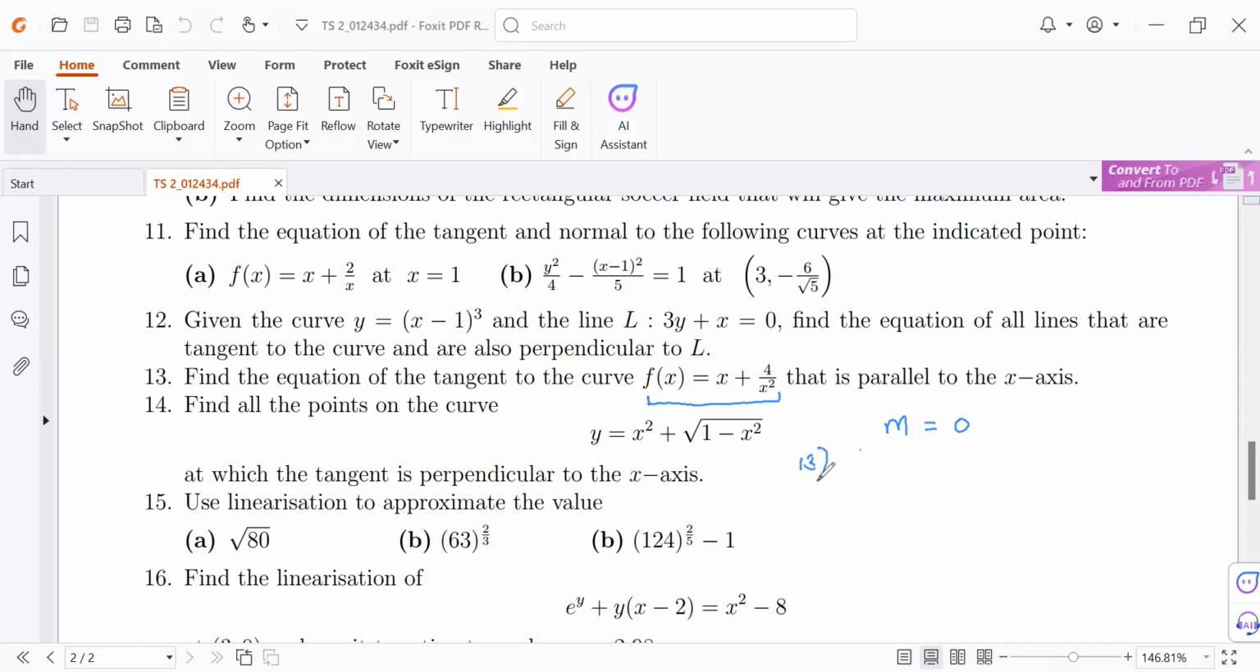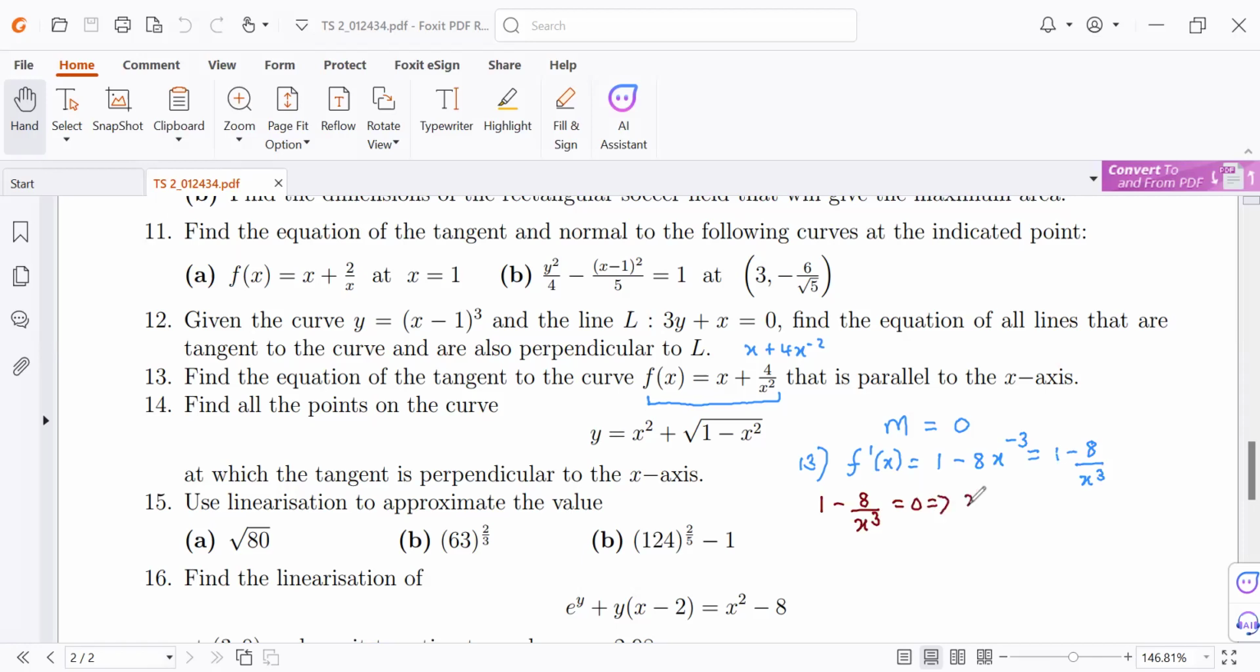Question 13, we'll have f prime of x. We differentiate it and get 1. This can be written as x plus 4x to the power minus 2, so it will be 1 minus 8x to the power minus 3, which is 1 minus 8 over x to the power 3. Then we equate this gradient equation to 0. So I want to equate this to 0.